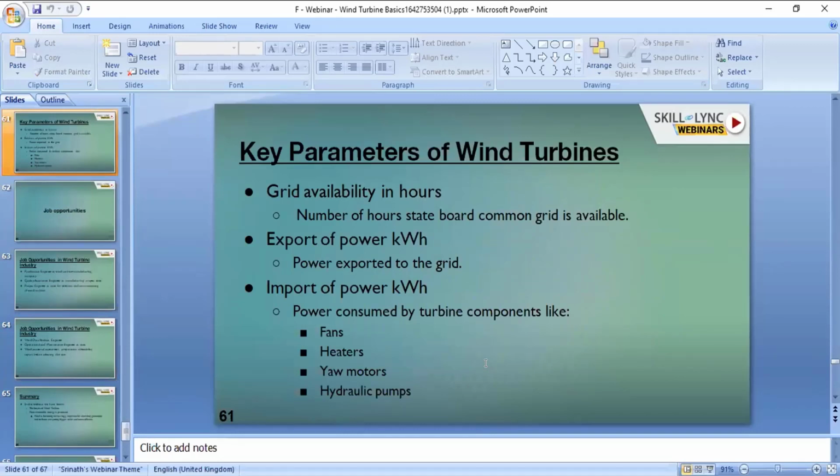The next factor is called grid availability in hours. It is the number of hours the state board common grid is available. For example, if the common grid is not available, then the wind turbine working is of no use. We have to stop the turbine for that reason. Then comes the export of power, meaning how many kilowatts of power are exported to the grid. Then there is how much power we have to import from the grid. Basically, this power is consumed by the fans, heaters, yaw motors, and hydraulic pumps.